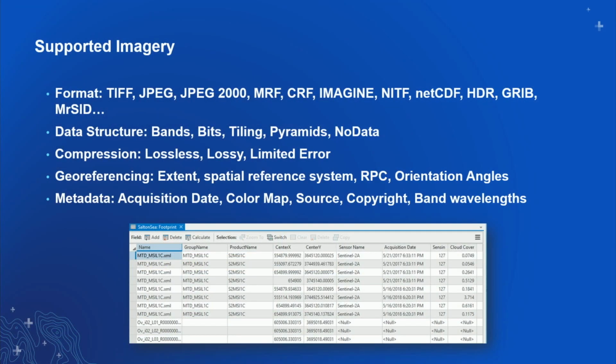So, in ArcGIS in general, we support all different types of raster formats, all different extension types. We support a number of different data structural components, so the number of bands that you have, bit depth, whether you choose to have tiling or pyramids or things like that. We support multiple types of compression. ArcGIS can understand many different forms of georeferencing information, from coordinate systems to orientation angles. And it can read and understand a lot of metadata that comes with your imagery, but you can also add your own metadata as you want.